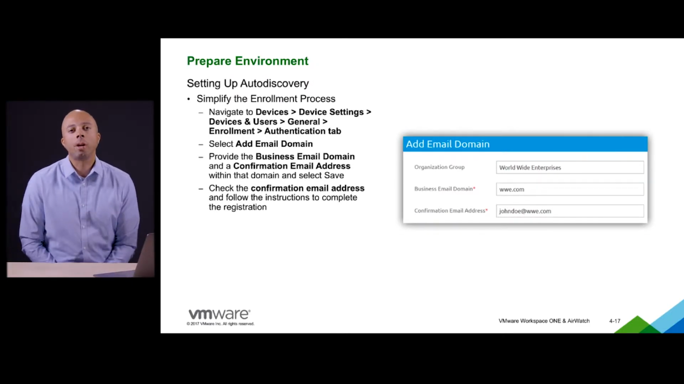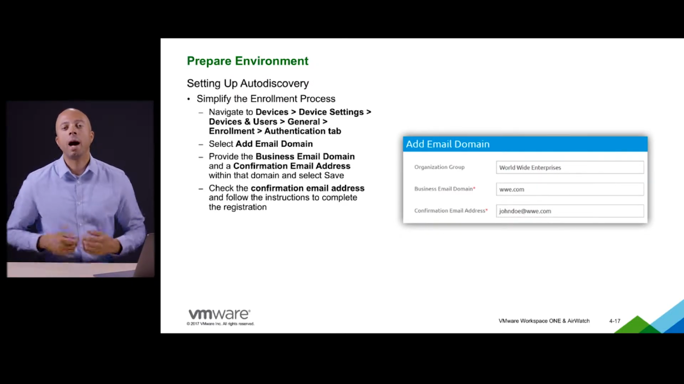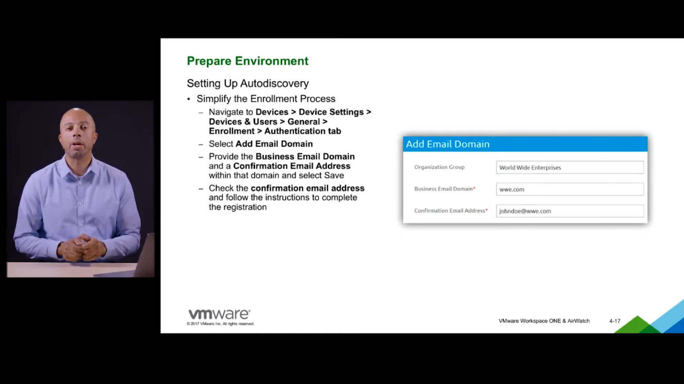The next item that you'll want to address is auto-discovery. Auto-discovery is the process of registering an email domain with your AirWatch environment for the purpose of an end user enrolling their device with just an email address. This simplifies the process of enrollment, and it removes all the confusion of entering server information or scanning a QR code. You can just say, you already know your email address, go ahead and enroll with that information, and then you'll be good to go.